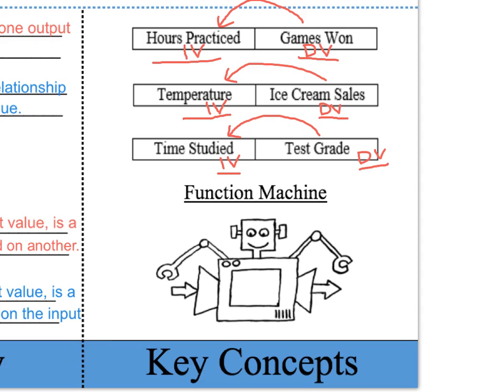So think of a function as a function machine. We are going to take a number that is the independent variable, or the input, and we're going to put it into this machine, and the output will be a number that is the dependent variable. This number will depend on whatever this number is. So let's use these key concepts to discuss the following examples.